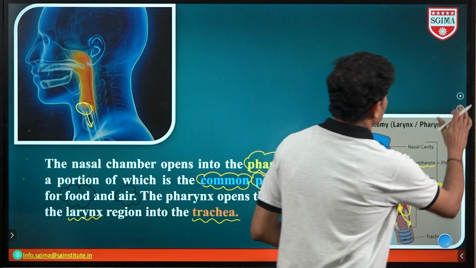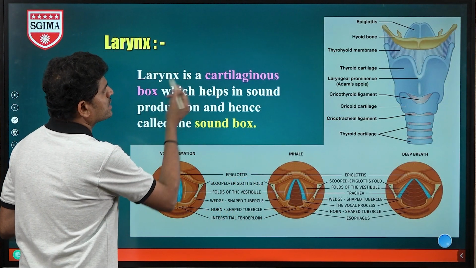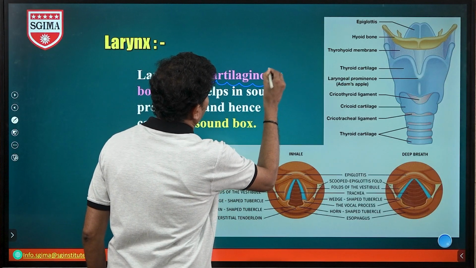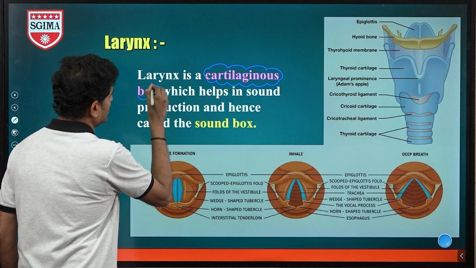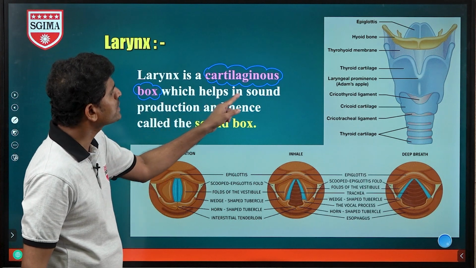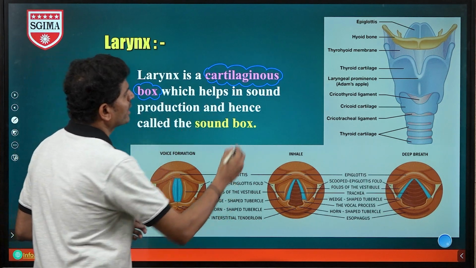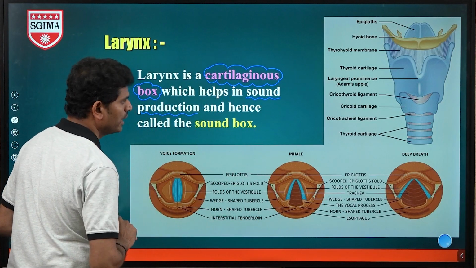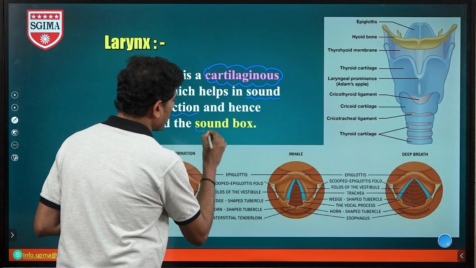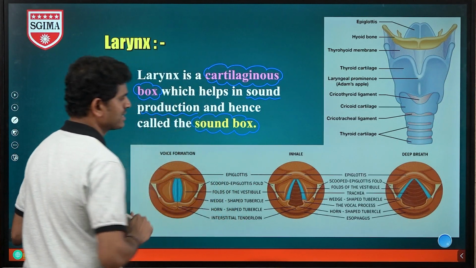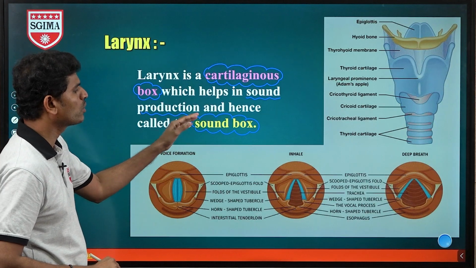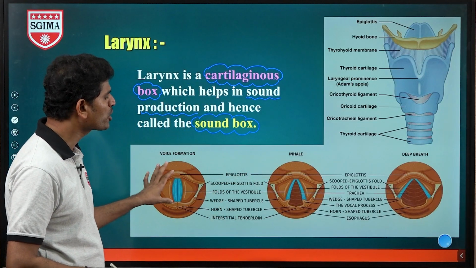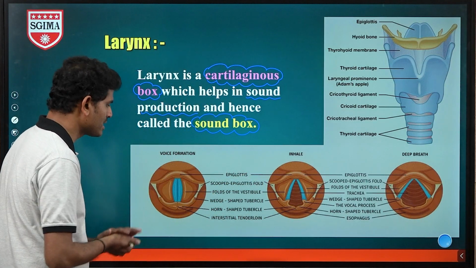Okay, so next slide. Larynx is a cartilaginous box which helps in sound production. So what is the function of this one? It helps in sound production, and hence it is called a sound box. So larynx is known as a sound box. Why is it known as a sound box? Because it helps in the production of sound.